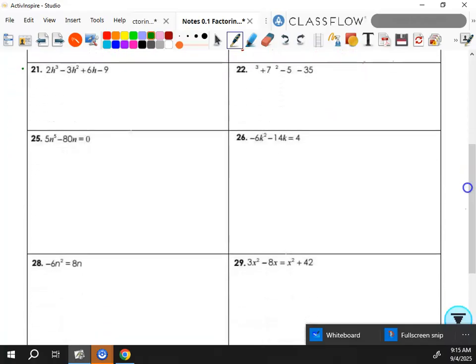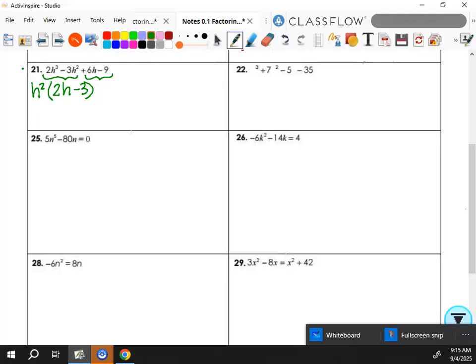So I already have 4 terms. We make sure they're in order. They should be in order for you. And then we just start with the factor by grouping part. Out of these 2 terms, what can I factor out? H squared. Okay? And that leaves me with 2h minus 3.